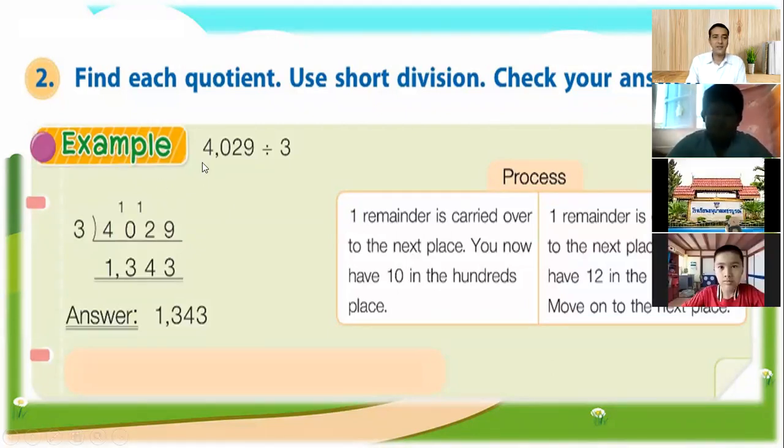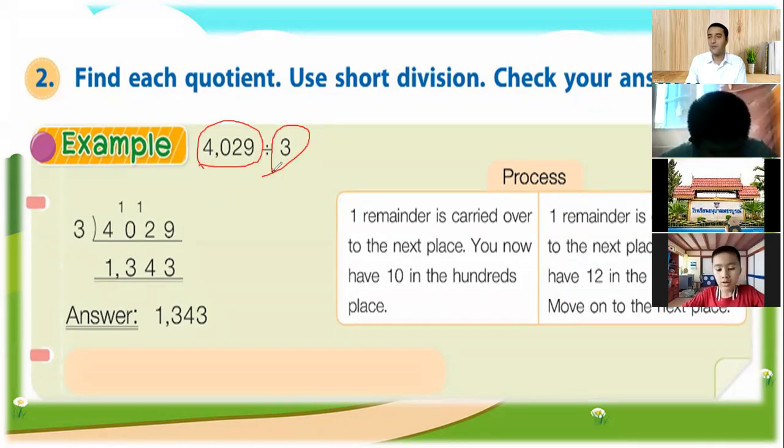The dividend we have here is 4029, and the divisor given to us is 3. So how are we going to find the quotient? We will do the same process. Here you can see 4029, the dividend, and the divisor is 3. So here we are going to do the same process.